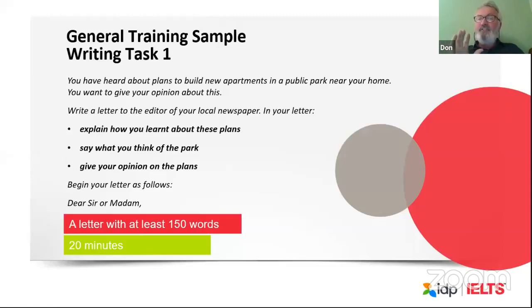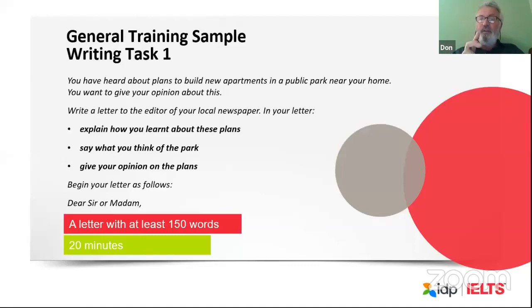There's no correct answer. You can say, yes, the park is terrible. Let's build apartments there. The plans are good. Or you can say, we love the park. We can't have apartments there. The plans are terrible. Both answers are perfectly good, but just make sure that you answer those 3 points.